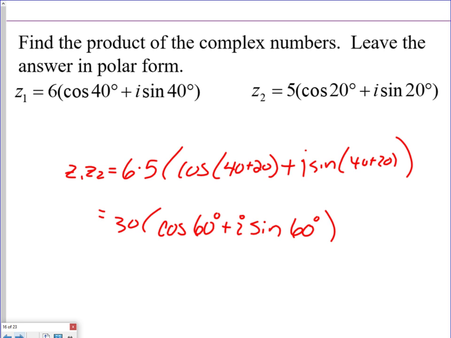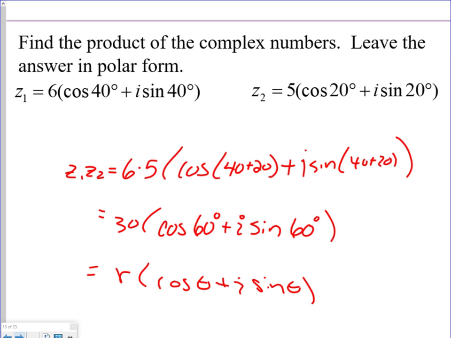Remember that a polar form looks like this. This is how we write a complex number in polar form. It's got the modulus, and then you've got the argument inside. That's exactly what we did here. We have a modulus of 30, and then we have our argument, which in this case turned out to be 60 degrees. We're just looking for the complex number in polar form. You don't have to go to rectangular form; that would be going to rectangular form, wouldn't it?